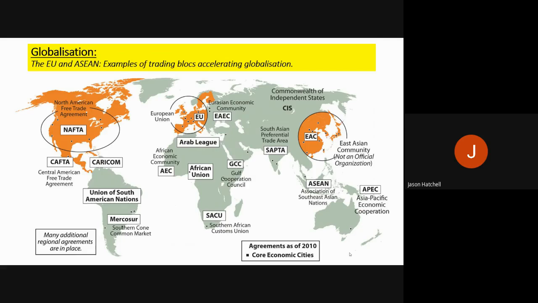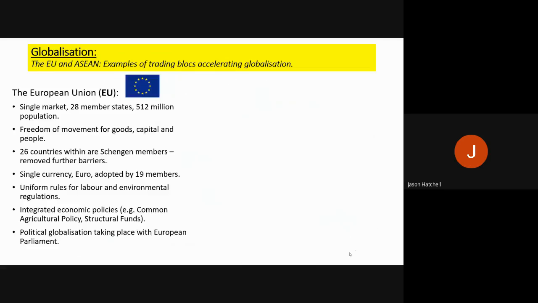The 3 largest trading blocks of those are NAFTA, North American Free Trade Agreement, the European Union, and also the East Asian Community / ASEAN, the Association of Southeast Asian Nations. We are going to look at the EU and the Association of Southeast Asian Nations now. So let's start with the EU.